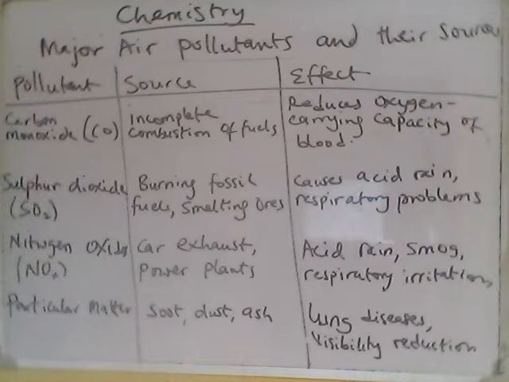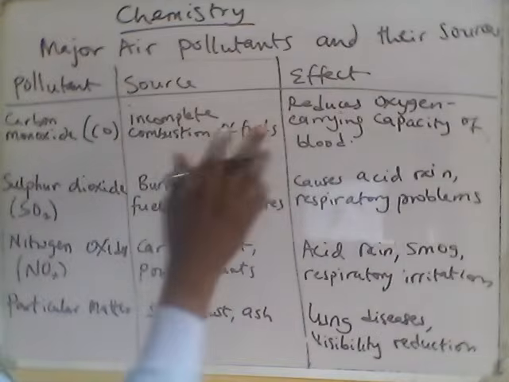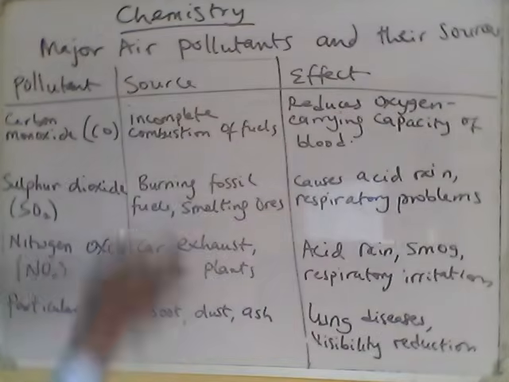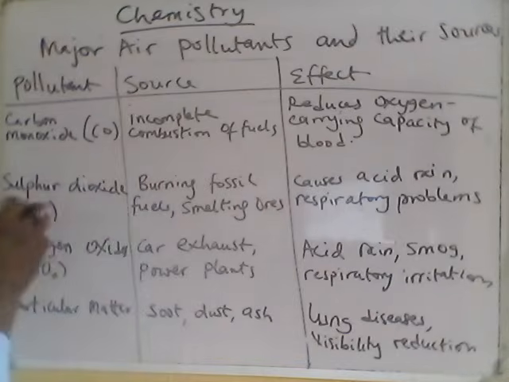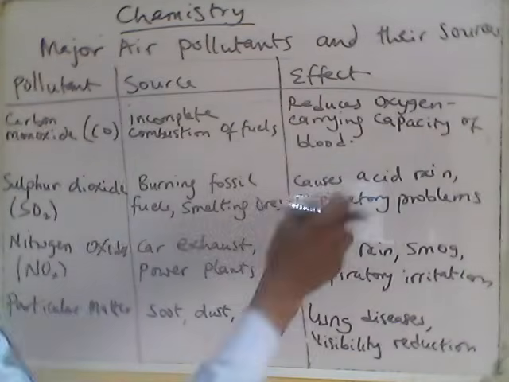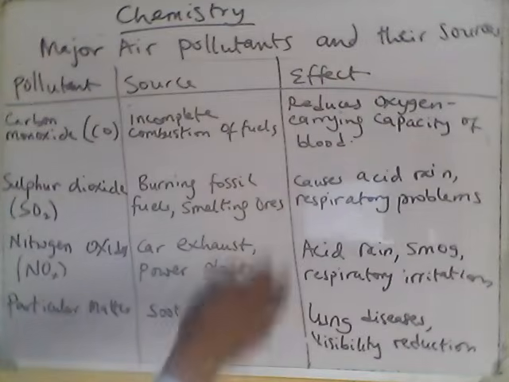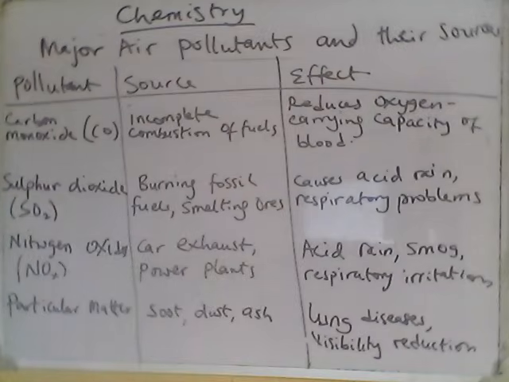Second pollutant here is sulfur dioxide. It comes from burning of fossil fuels. Fossil fuels could be coal and the rest. Also smelting iron ore. It causes acid rain. So if this smoke from sulfur dioxide goes into the air, it adds into the water cycle and comes down as rain, but the rain becomes acid rain, which is dangerous to living things. Respiratory problems, that is breathing problems, can come from sulfur dioxide introduced into the air.